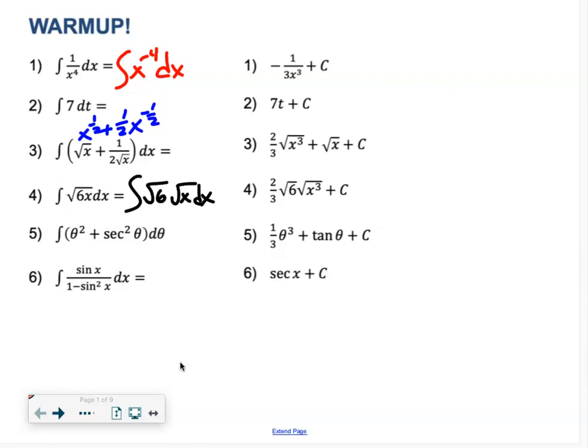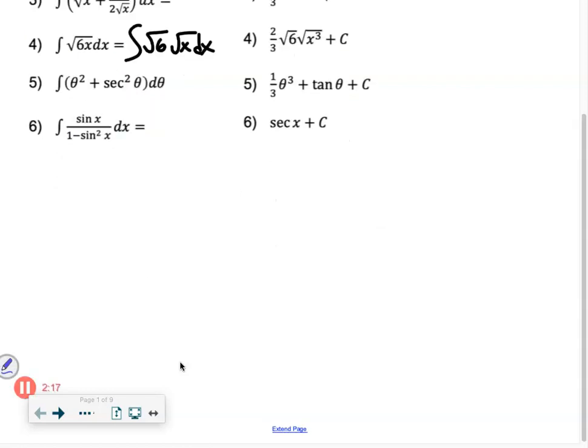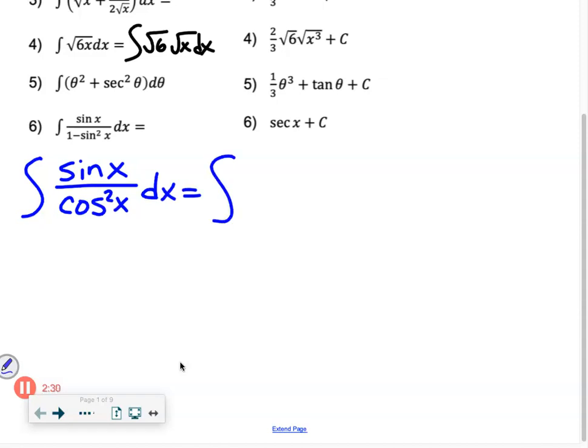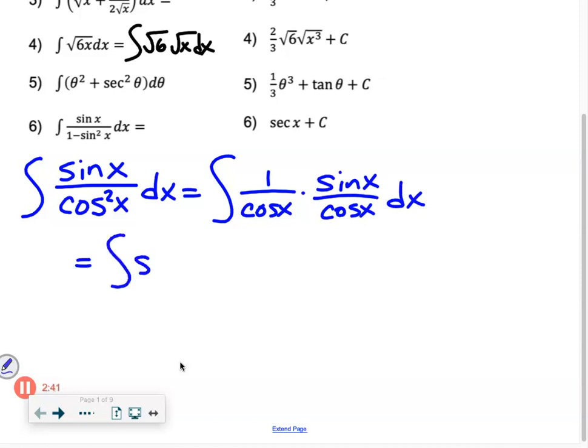I'm going to show you the answer, just because I need the space. But this requires some identities. So the first thing you have to do is rewrite your 1 minus sine squared as a cosine squared. And then you just break it up and think, well, this is the same as 1 over cosine times sine over cosine. Well, what is 1 over cosine? It's secant. What is sine over cosine? That's tangent. What function has a derivative of secant tangent? That's secant. So the answer is secant.